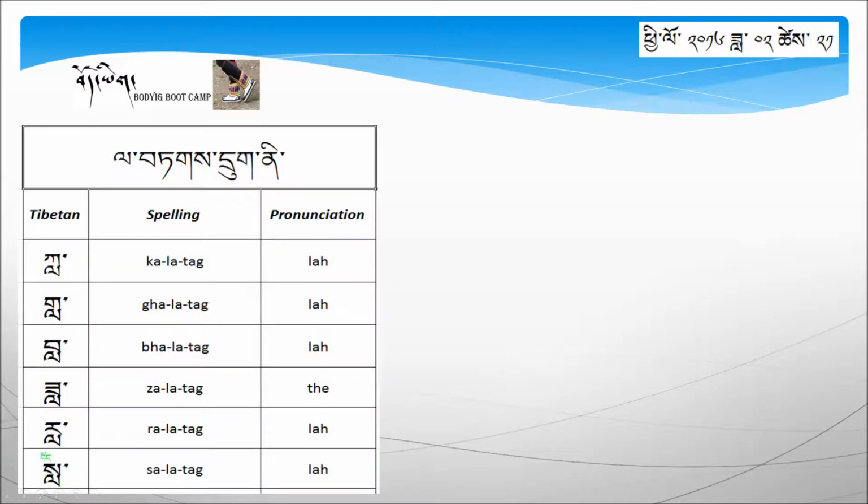So if you look at here, it's saying kalata la, kalata la, palata la, salata da, ralata la, and salata la. So that's something to keep in mind. Except for this one right here, salata da, all the rest should be pronounced as la. So every time you see these combinations, it's always la.